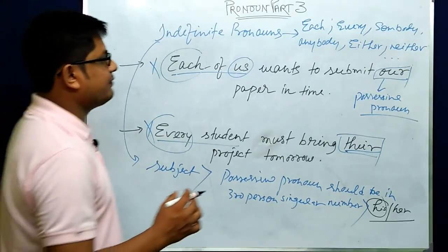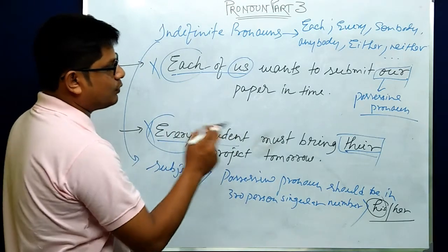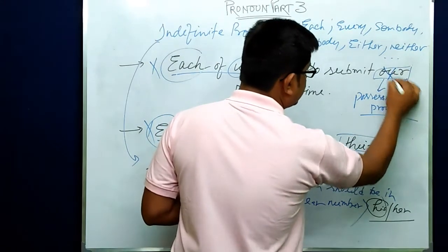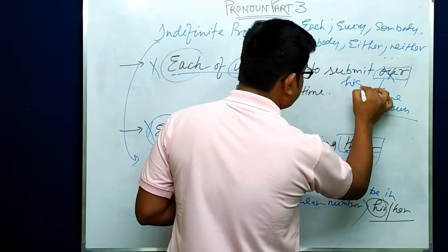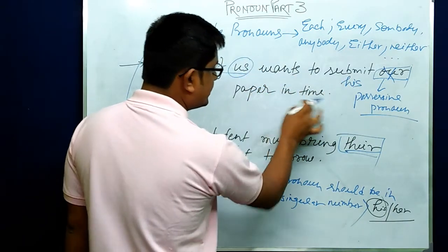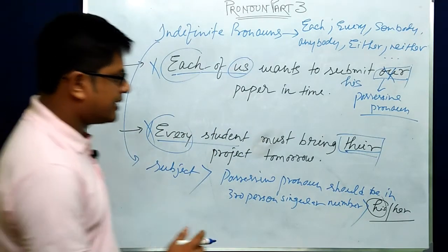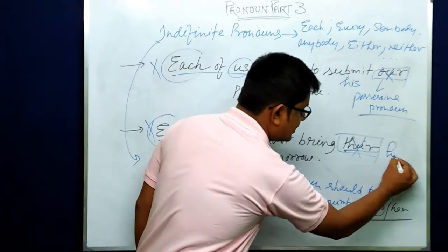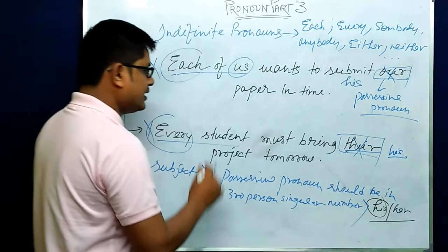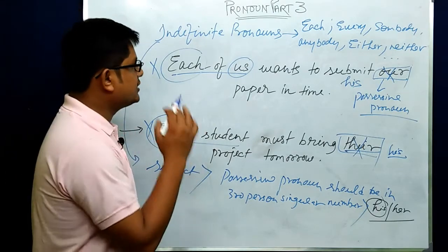As I have used our, this is the wrong use. The sentence should be: each of us wants to submit his paper in time. So our is wrong. You have to use his. Each of us wants to submit his paper in time. Right? Again, in this sentence, every student must bring, not their, again you have to use his: every student must bring his project tomorrow. Right? So this is what you have to remember.